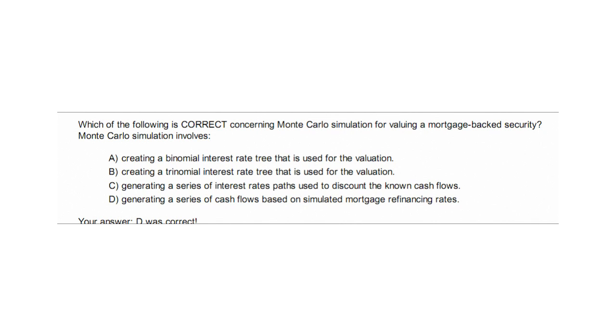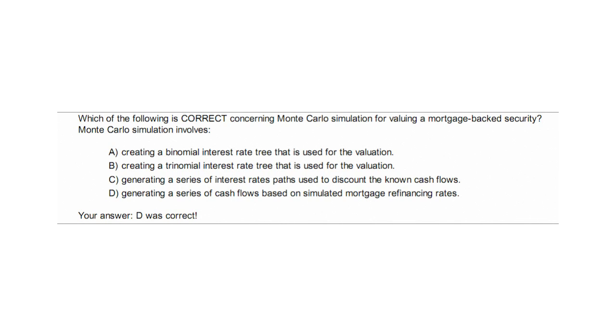Now we don't know what the prepayment model would be. So in fact we take paths and various distributions for the prepayment model as well. So we don't know what the cash flows are. The interest rate is unknown, the prepayment is unknown, everything is unknown, and we take all those assumptions and we find out what it would be. So generating a series of cash flows based on simulated mortgage refinancing rate. Cash flows are based on the refinancing rate. So option D is the right option that we are looking for here.